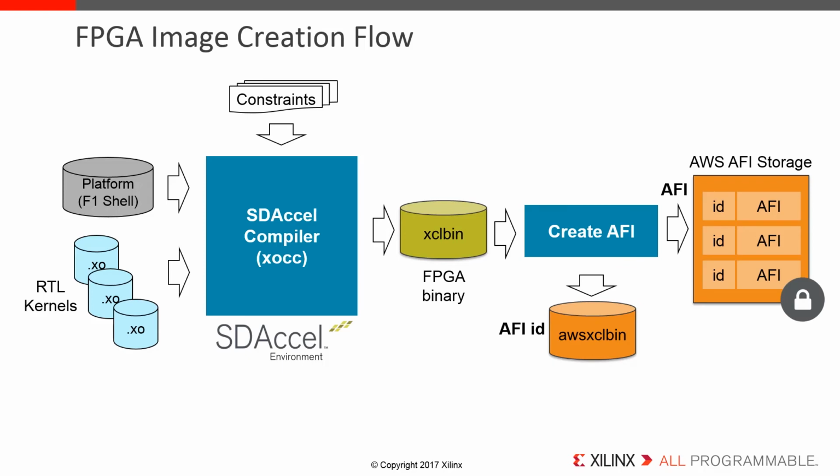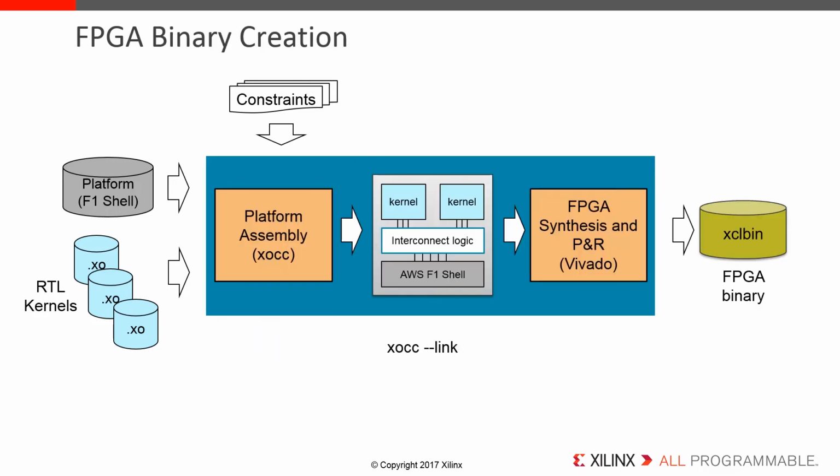In the second part of the flow, we take the XCL bin FPGA binary and convert it into an encrypted Amazon FPGA image, or AFI. The AFI is uploaded and securely stored on the AWS F1 storage. And a corresponding AWS XCL bin file containing the AFI ID is generated to reference the AFI stored in the AWS storage. Now let's look at the FPGA binary creation process in the SDAccel flow using XOCC.